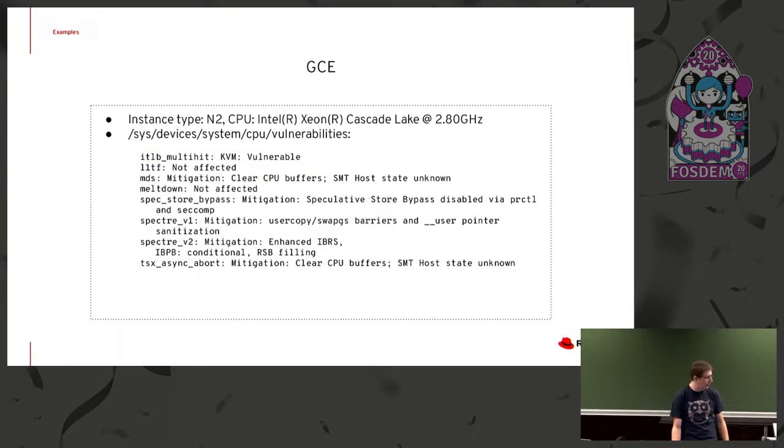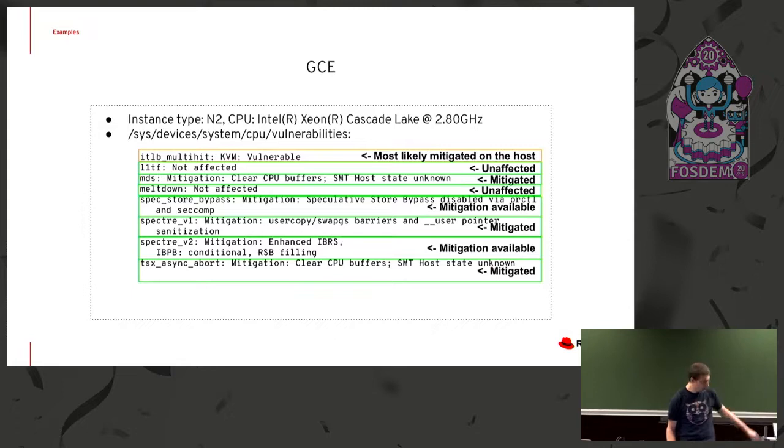The last one I want to show you is from Google Compute Engine. And it's a Cascade Lake, so a newer CPU. And there are some noticeable differences here. For example, for SSBD and Spectre V2, features were exposed to us. So our kernel actually is using them. And this actually is the reason why the cloud providers may not want to expose these features, because as soon as they do, your kernel will automatically start using them.